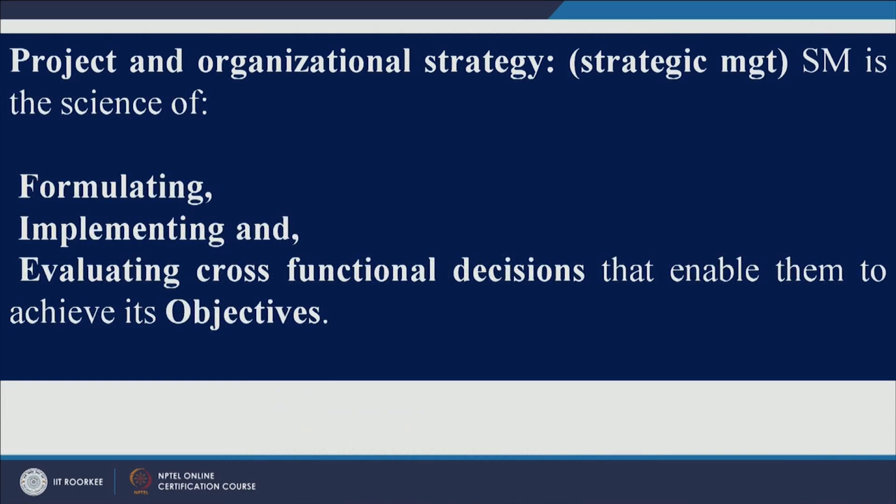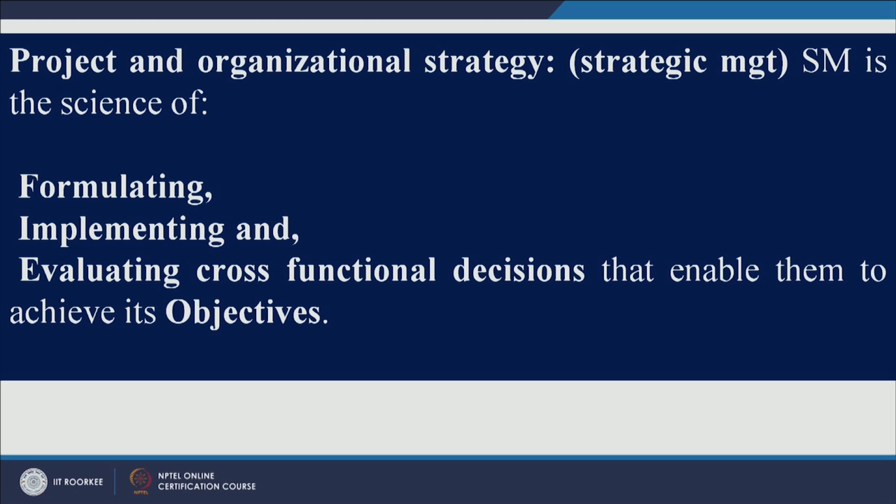So, strategy. What is the strategy? Just try to think over it. What is strategy? Yes, you are right. Strategy is this. Strategy is nothing but science of formulating, implementing and evaluating cross-functional decisions that enables an organization to achieve its objectives.